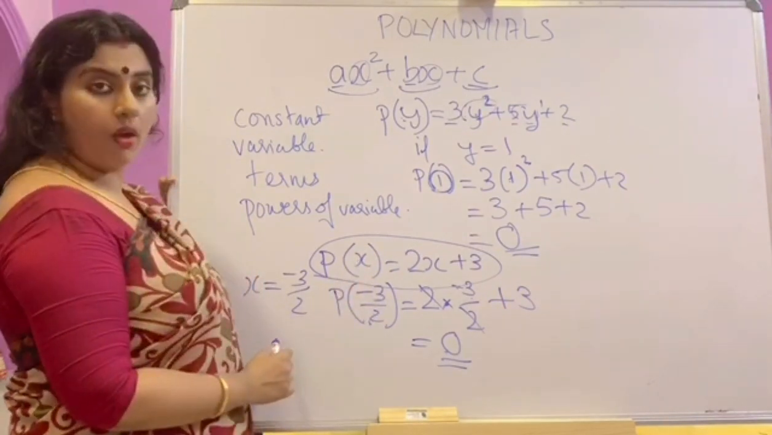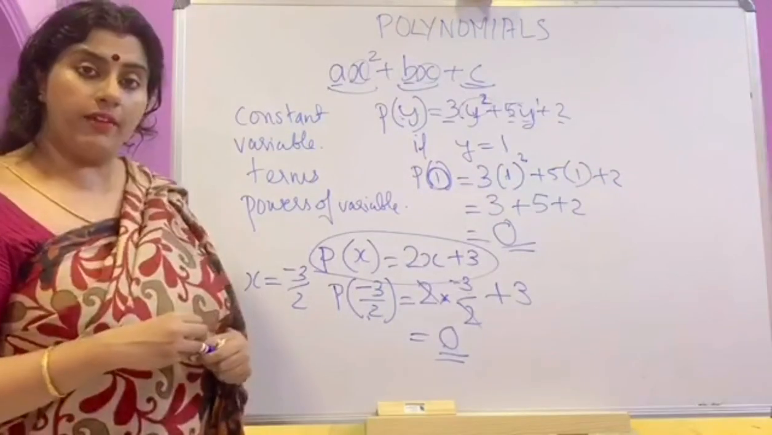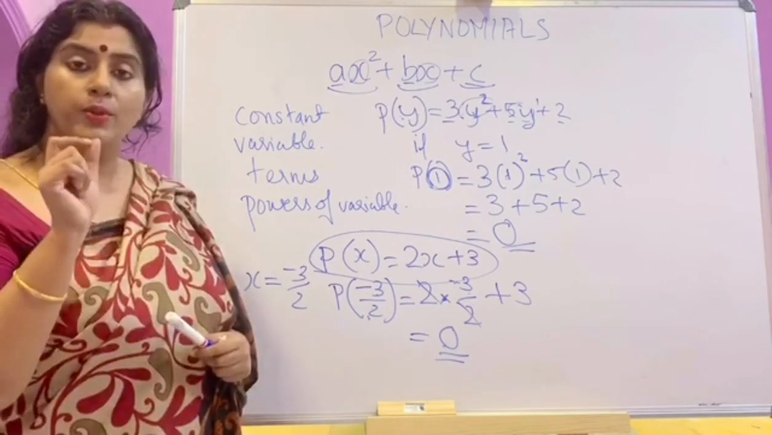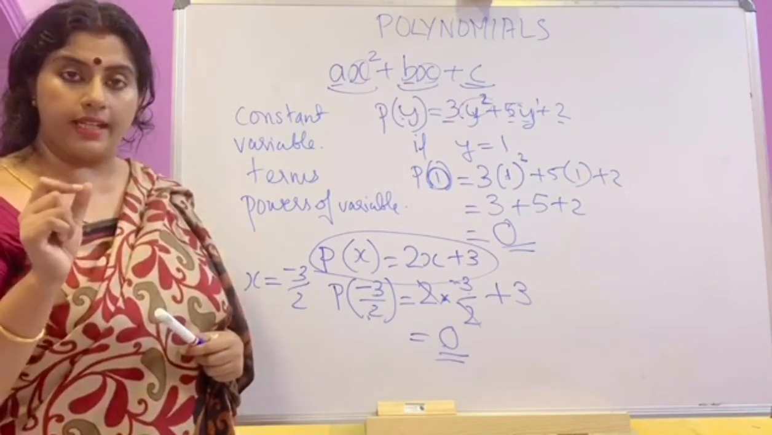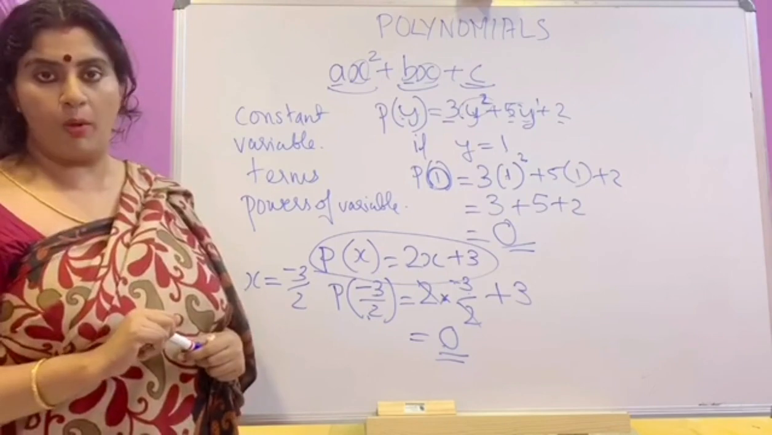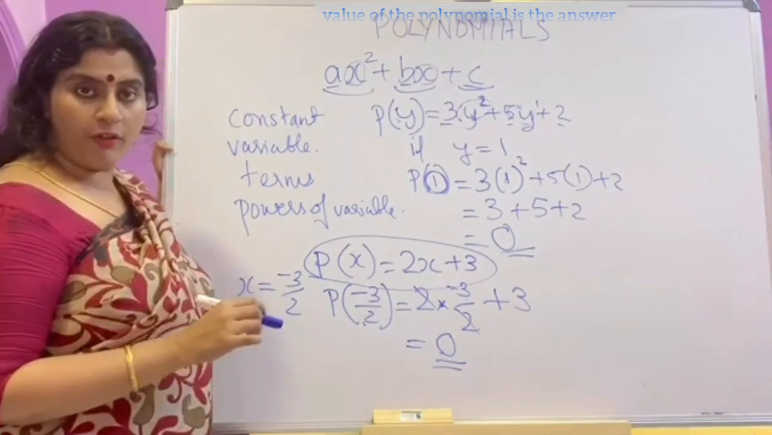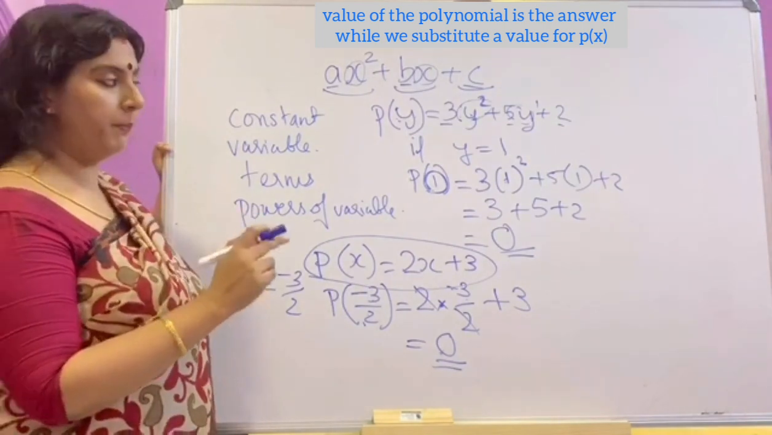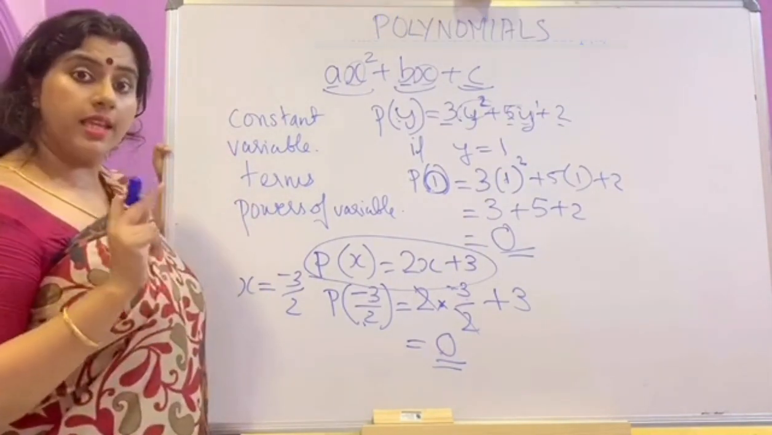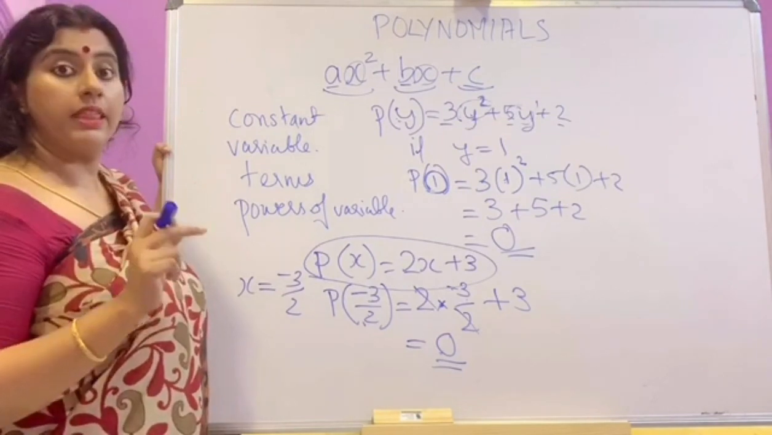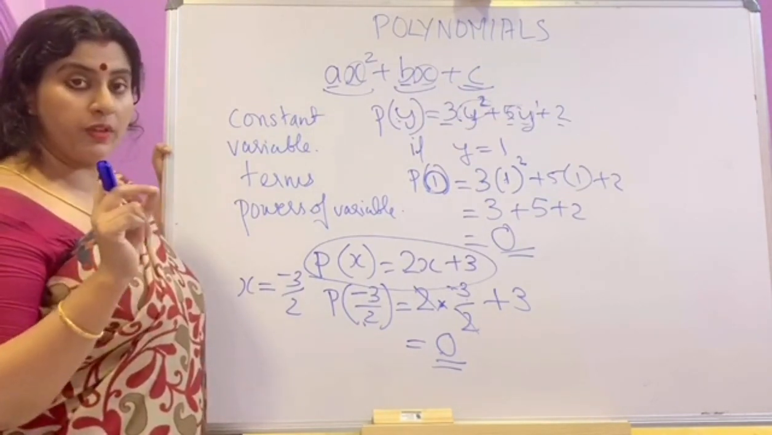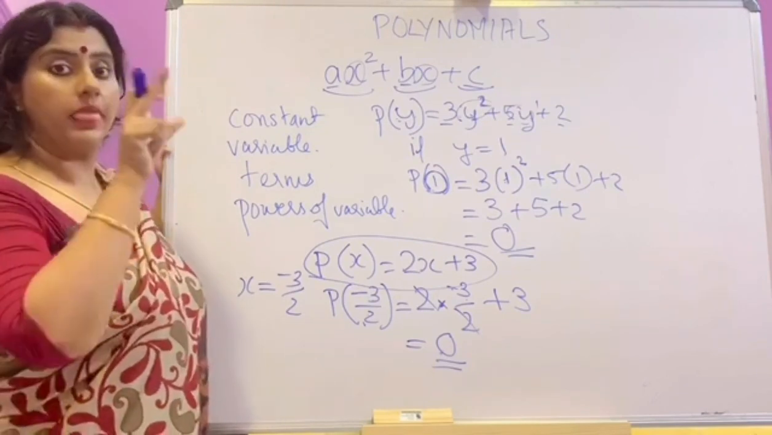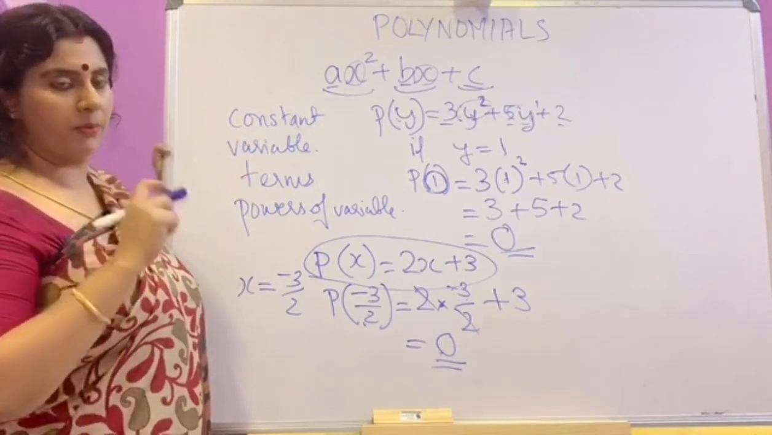So the zero of a polynomial means whenever you are getting the answer 0, the value you substituted for that will be the zero of the polynomial. So the value of the polynomial is the answer when we substitute a value for p of x. But the zero of the polynomial is the value which we substitute into p of x, and whenever you get the answer as 0, that value is called the zero of the polynomial.